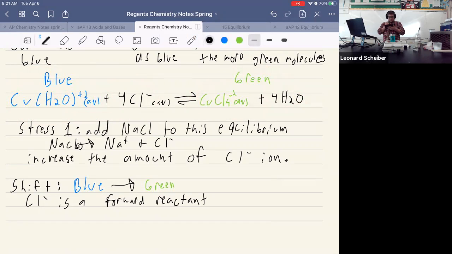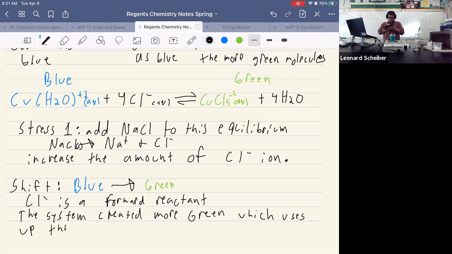So because Cl- is a forward reactant, because there was too much Cl-, the system created more green, which uses up the extra Cl- ions. So if we create more green, we're using up all of that ion. Okay.